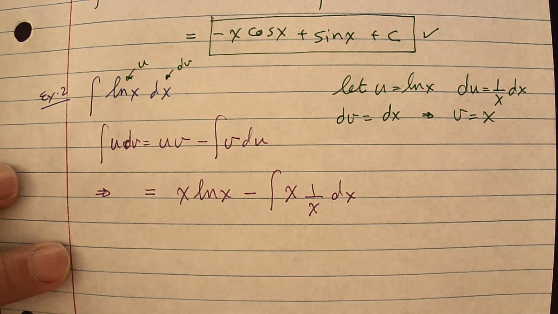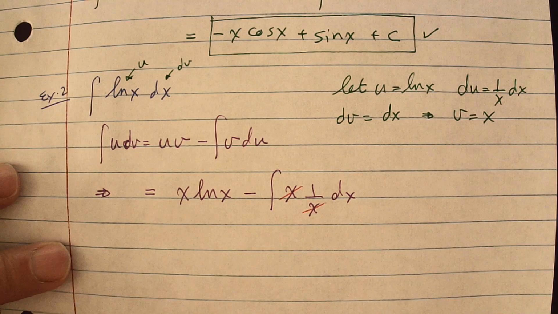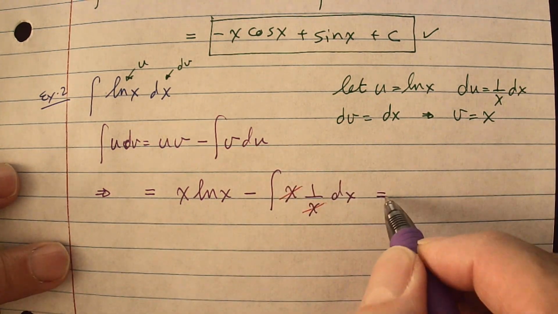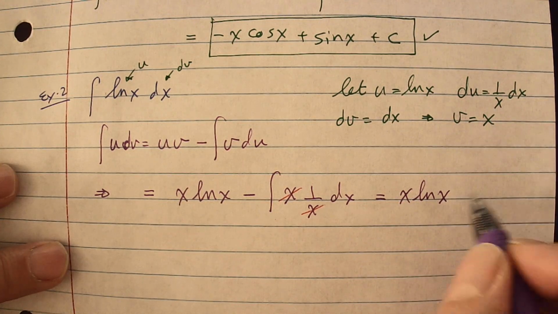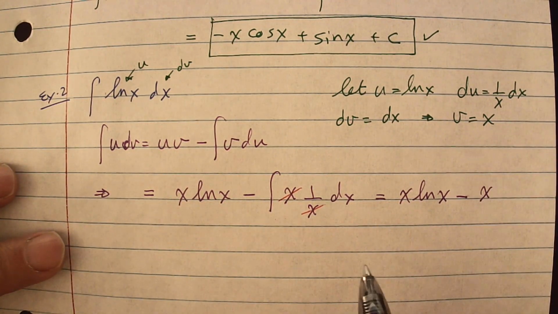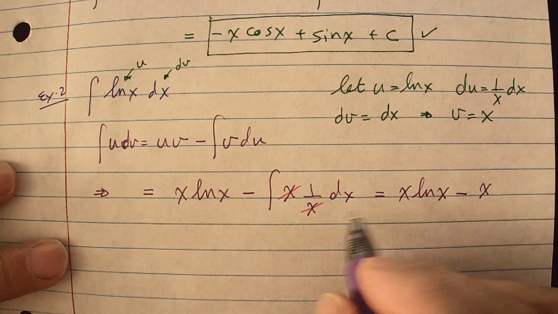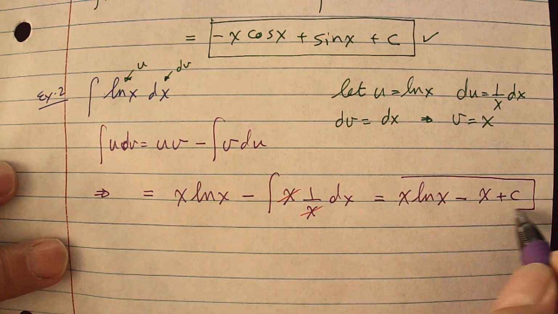dx. Now this x can remove the other x, and then I can have this as x ln x minus the integral of dx is simply x. So this is my result, and I can add c here, and I'm done.